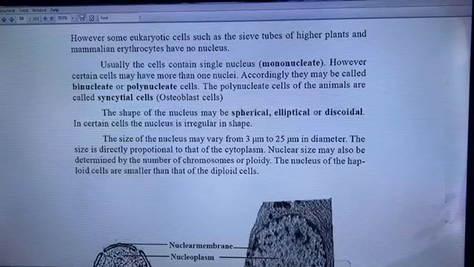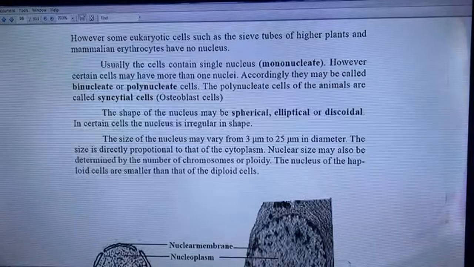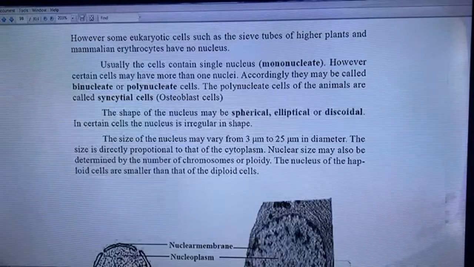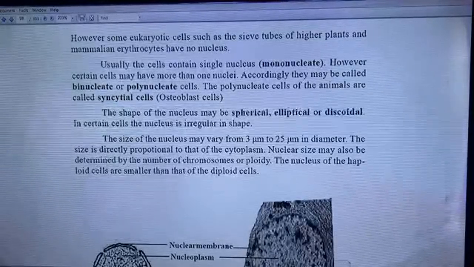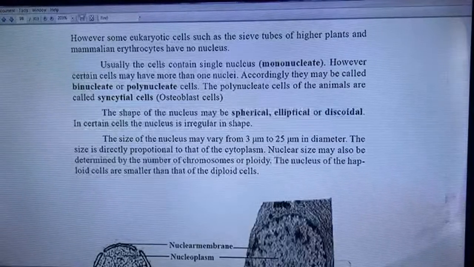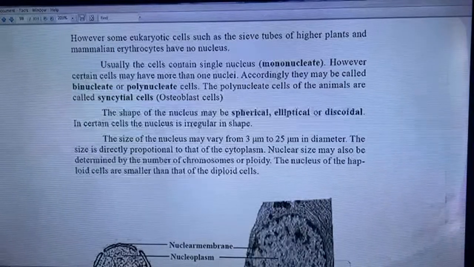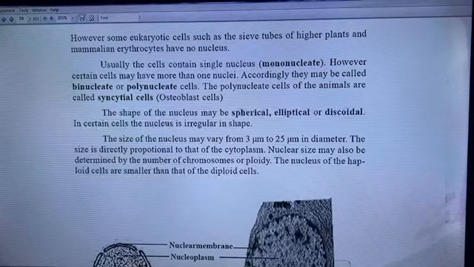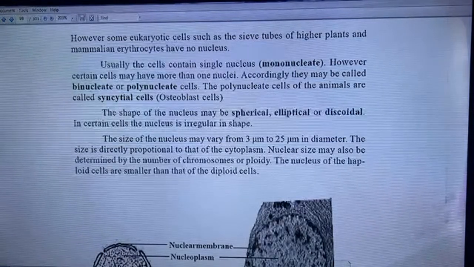The polynucleate cells of animals are called syncytial cells, osteoblast cells. The shape of the nucleus may be spherical, elliptical, or discoidal. In certain cells, the nucleus is irregular in shape. The size of the nucleus may vary from 3 micrometer to 25 micrometer in diameter. The size is directly proportional to that of the cytoplasm.